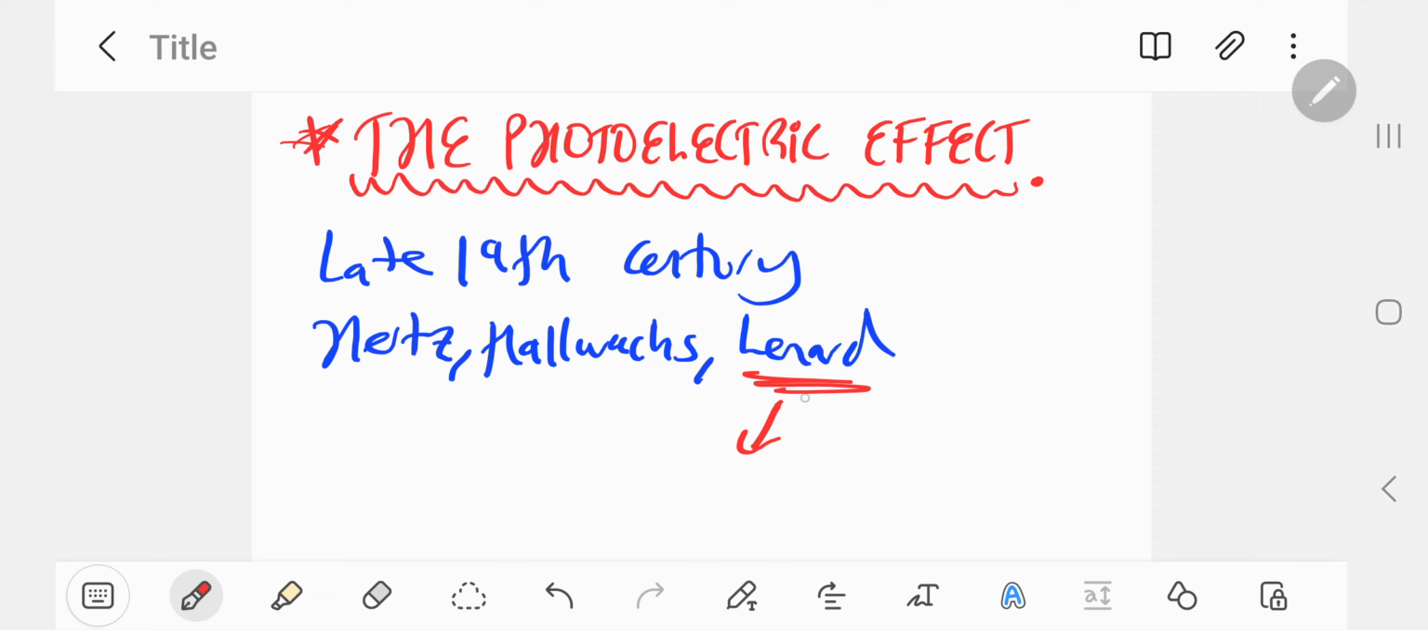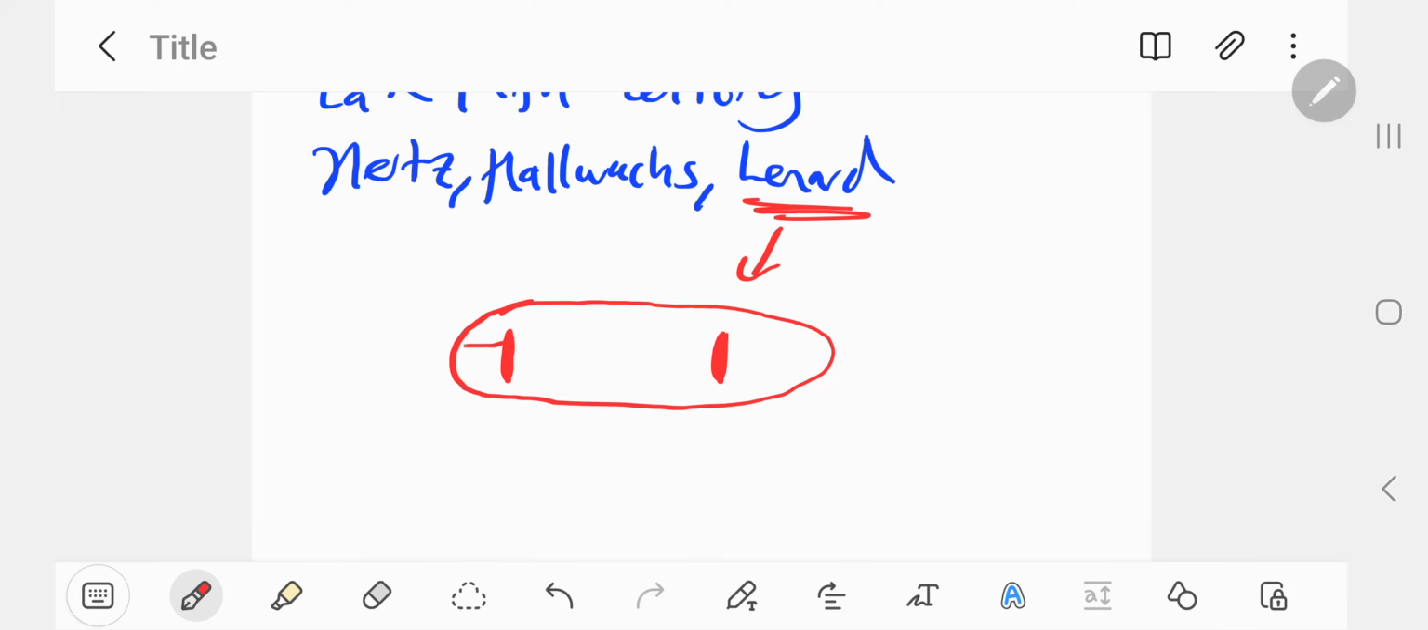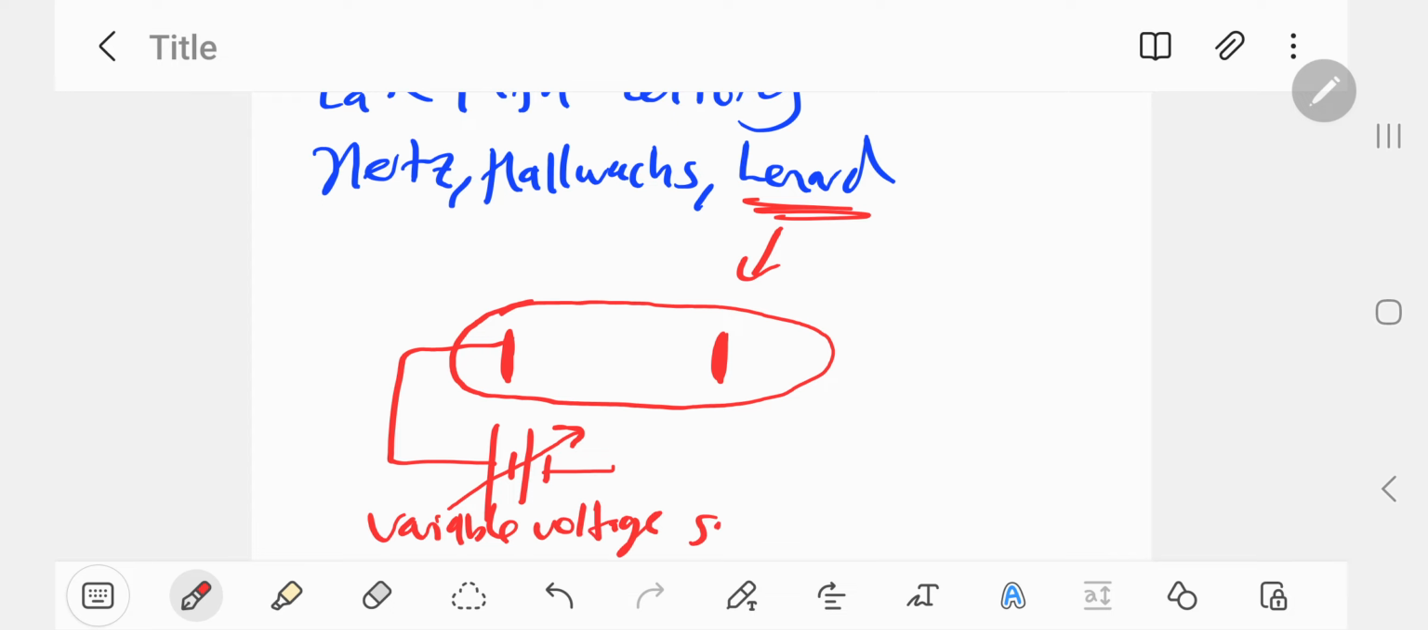What he did was he used the following setup. So he had an evacuated glass tube. Okay, so this wasn't exactly a vacuum. Most of the air was removed from the tube. You had two metal plates. This was all attached to a variable voltage source, and that was connected to a galvanometer.